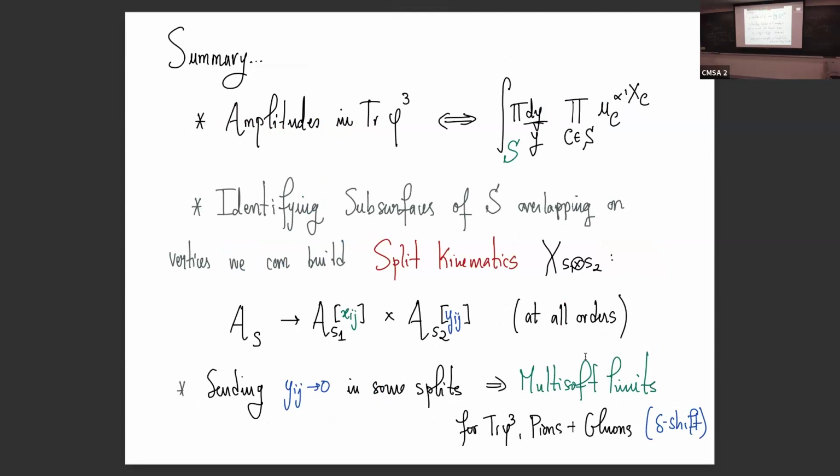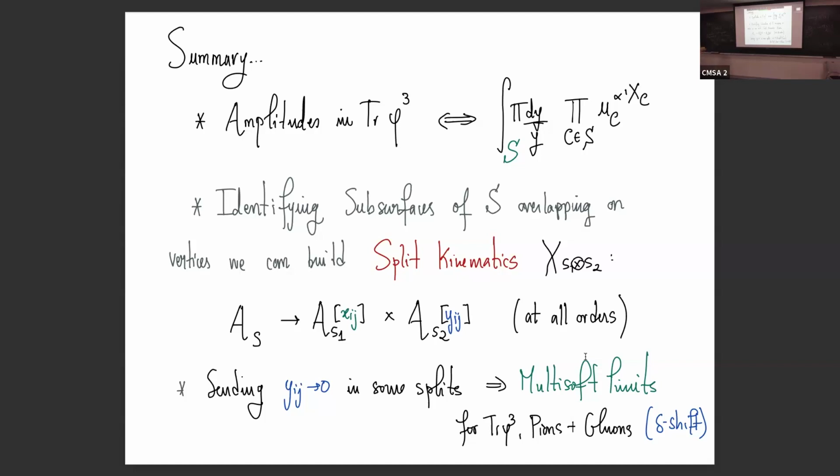I started by briefly reviewing how we can phrase these amplitudes of trace phi cubed theory from this curve integral perspective that not only makes manifest standard features about factorization of amplitudes near poles, but also completely conceptualizes this new behavior that is now away from poles. Just by identifying subsurfaces that overlap on triangles or vertices, by knowing the extension formula of the U variables of the small surfaces into the big one, we can automatically build the kinematics that makes the amplitude factorize not only at tree level, but now at all orders.